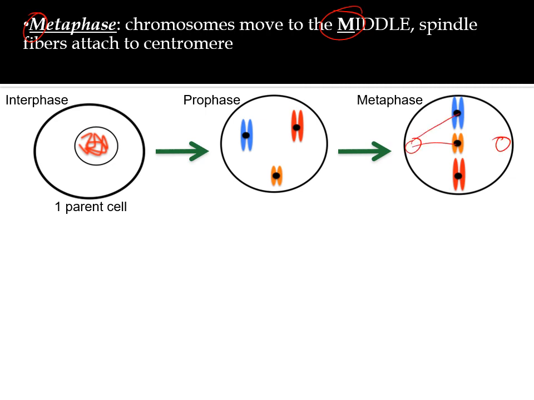I'm going to send spindle fibers to these centromeres. Send spindle fibers right there, and this guy on the next step will pull this direction. This one will pull in this direction, and these pairs will start to separate out to individual chromosomes.